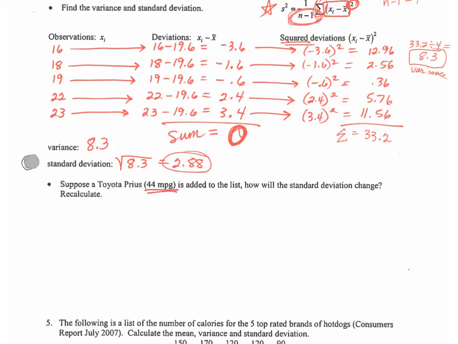Suppose that a Toyota Prius of 44 miles per gallon is added to this list. So that means now you have 6 cars. The 16, the 18, the 19, 22, 23, and 44. How does 44 compare to the other data? It's a lot higher, so it's probably an outlier. So you have 6 pieces of data. Keep in mind, you also have to find a new mean. You cannot use 19.6 as the mean. And so now you're going to find this variance and standard deviation of that.